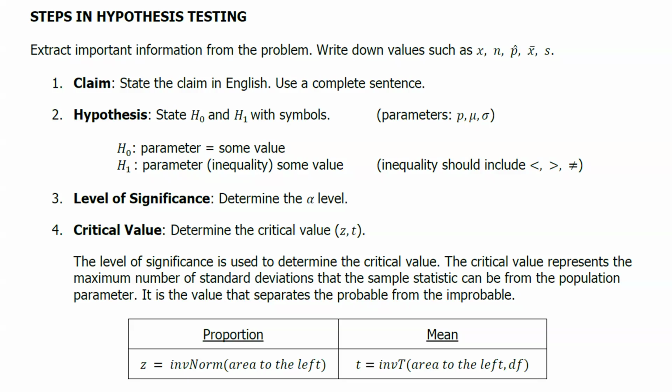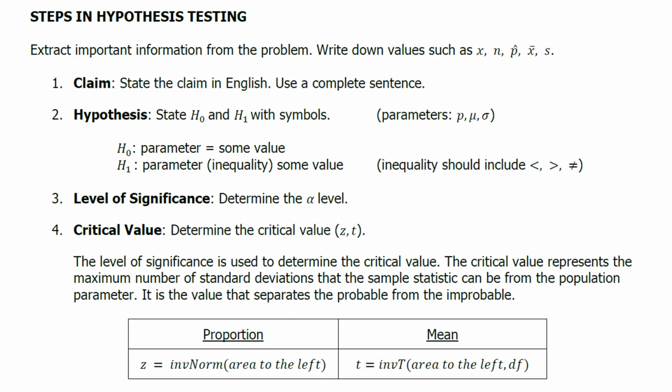Then from there, we'll go into step number 1, which is the claim. So we'll state the claim in English using a complete sentence. So we'll write out in plain English what the researcher is trying to prove or test. So this helps you understand what you're looking for before diving into the math. For example, we would state something like the researcher claims that more than 50% of voters support the new policy.